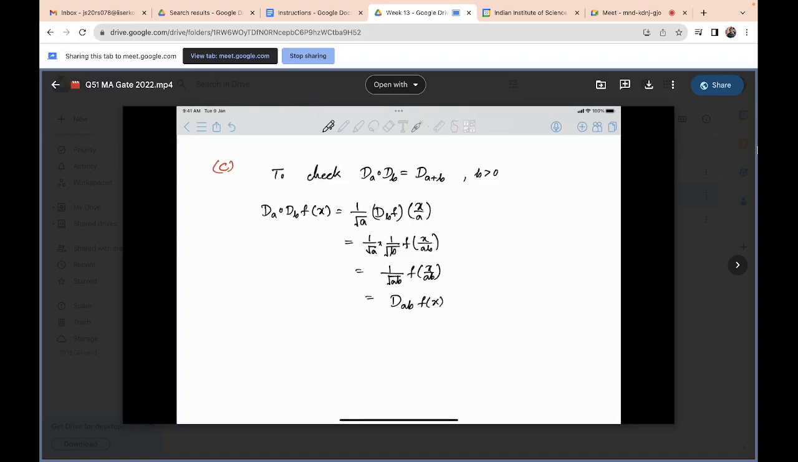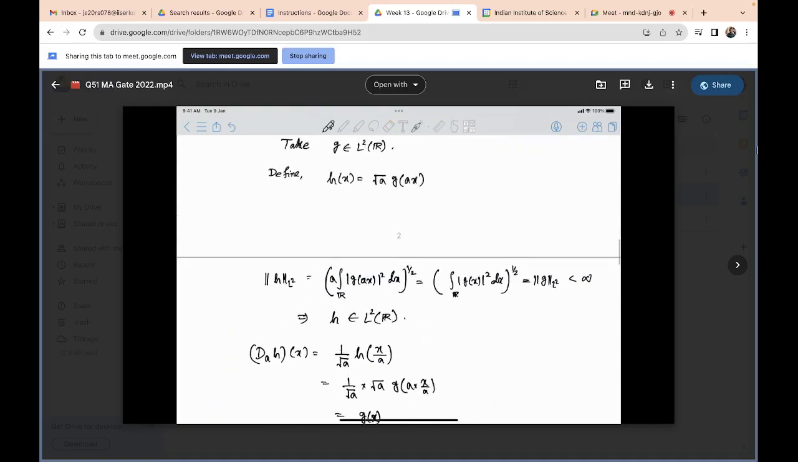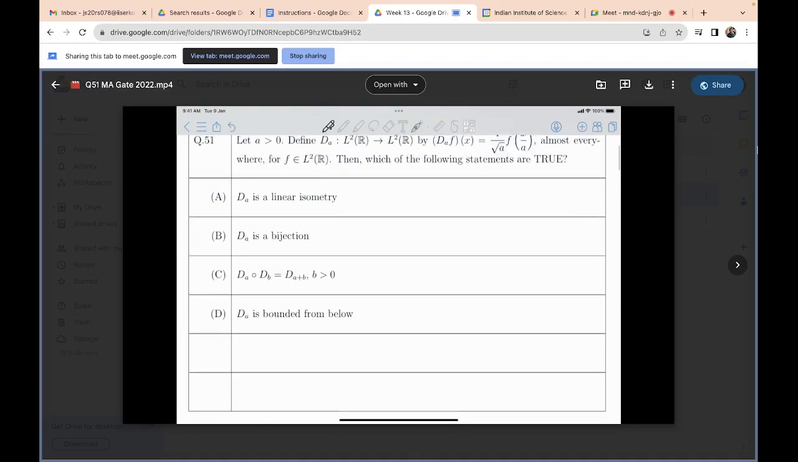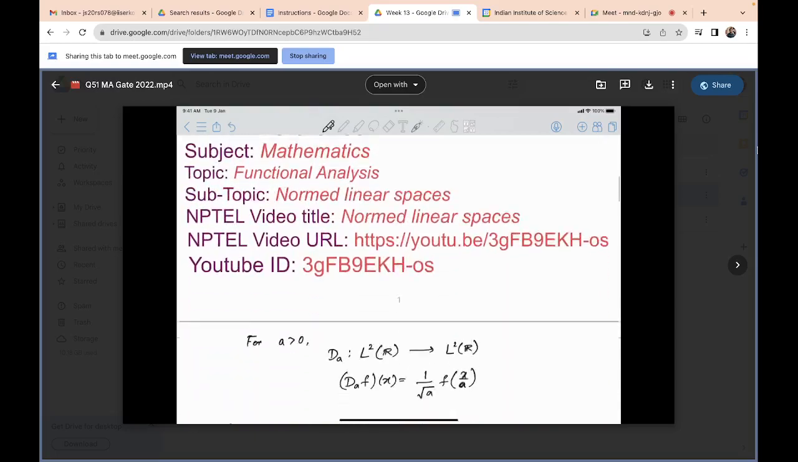So this is not the same as d of a plus b, therefore this is not correct. So dA compose dB is not equal to d of a plus b. Here we got d of ab, not d of a plus b. So option number C is not correct. Now what is the last option? You have to check that dA is bounded from below.